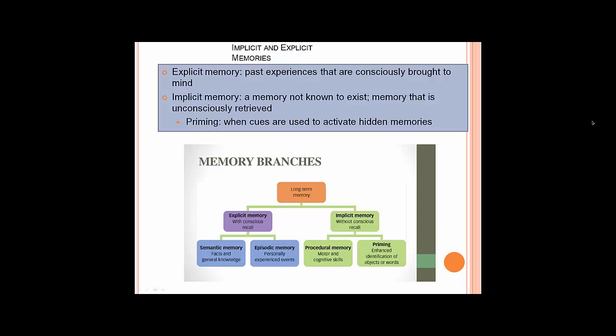But of the memory branches now in long-term memory, remember explicit memories and implicit memories, with conscious recall and without conscious recall. Under explicit, semantic and episodic. Under implicit, procedural, which are cognitive and motor skills, like language and riding a bike. And priming, or enhanced identification of objects or words.